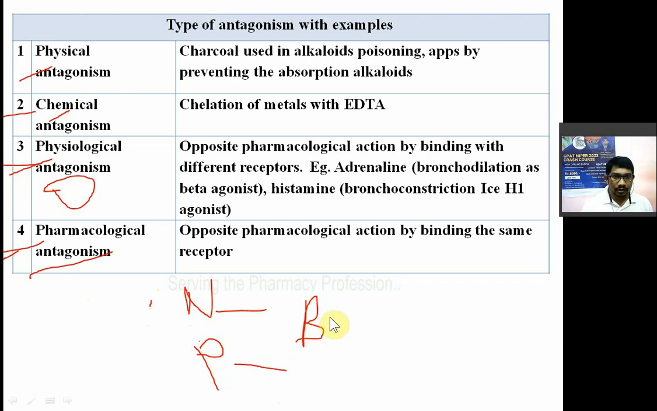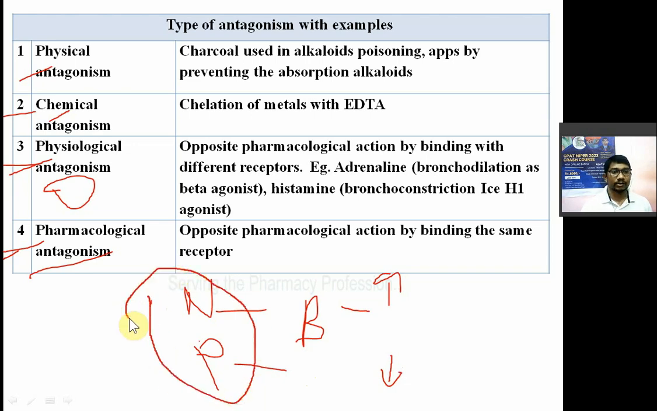Now noradrenaline by acting on a beta 1 receptor will increase the blood pressure. ये ब्लड प्रेशर बढ़ा देगा कौन, नॉरएड्रेनालिन. But propranolol by blocking the beta 1 receptor will decrease the blood pressure. So this noradrenaline and propranolol they are known as the pharmacological antagonist. ठीक है, और एड्रेनालिन जैसे नॉरएड्रेनालिन बोल सकते हो आप. Noradrenaline by acting on a alpha 1 receptor will cause vasoconstriction, and histamine by acting on a H1 receptor will cause vasodilation. That is also again a physiological antagonism.